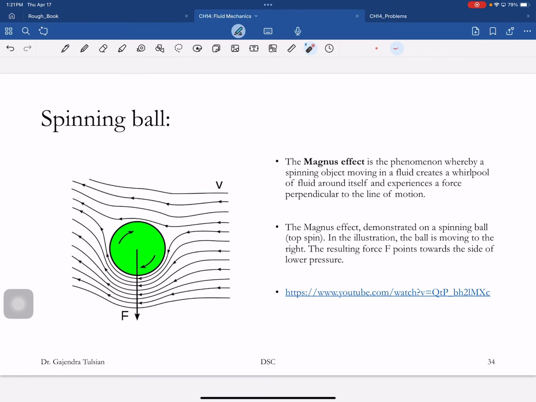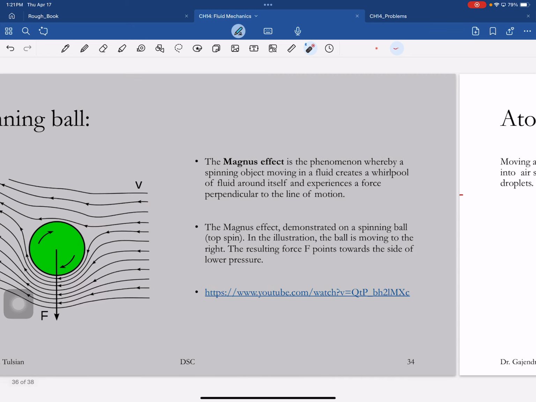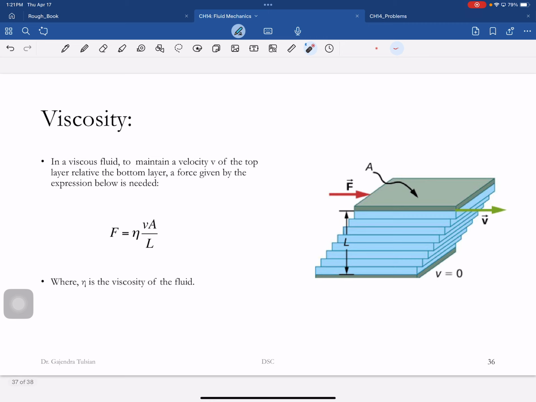All right. So that's the Magnus effect. Okay, again, what is it? Faster the fluid is flowing, the lower the pressure. Okay? All right, now we'll talk about viscosity. What is viscosity? Internal friction of fluid. Yep. And what does friction do? Slow it down. Converts kinetic energy to heat.